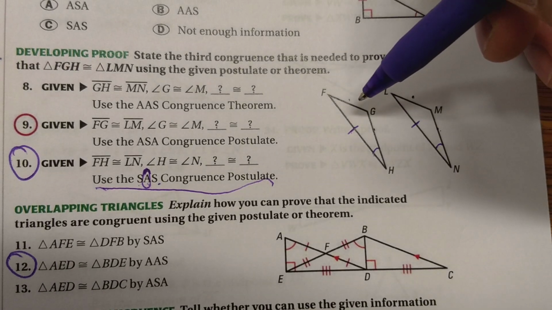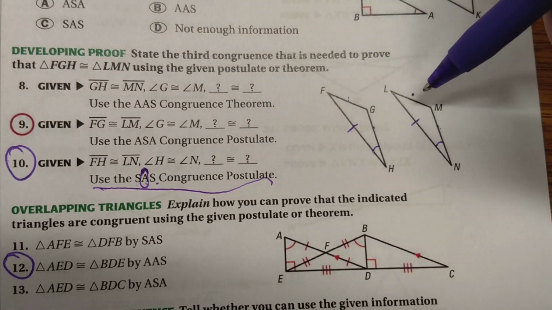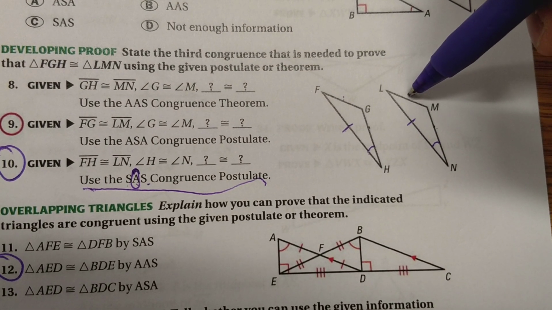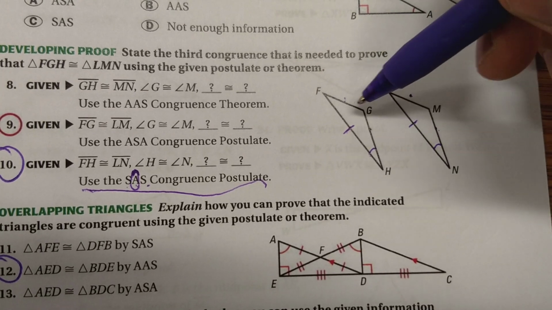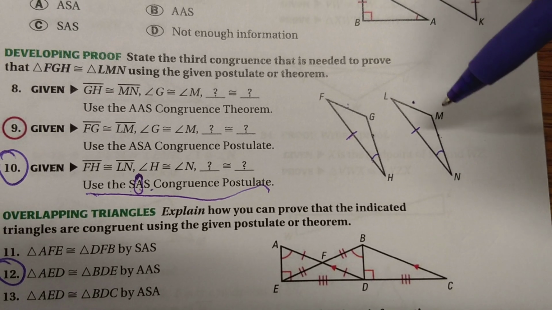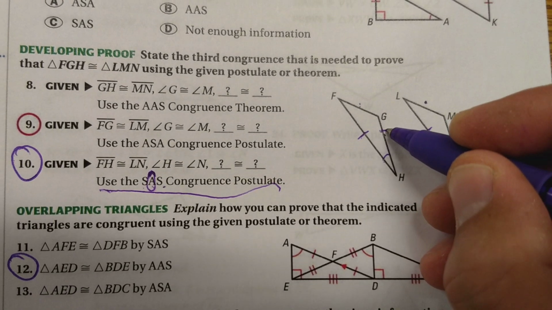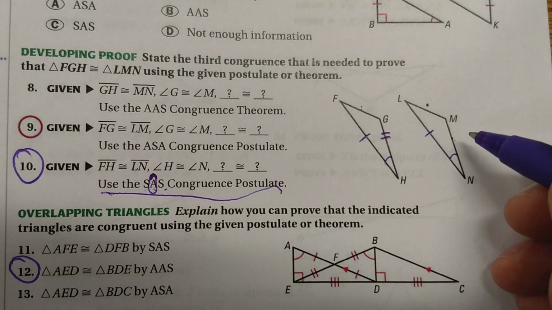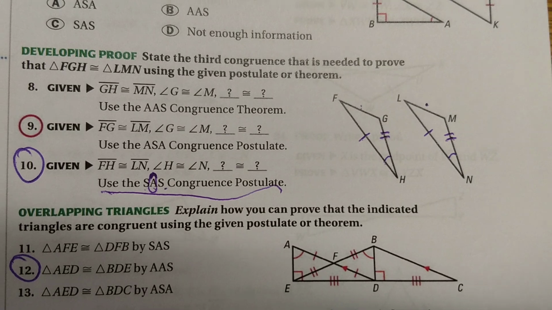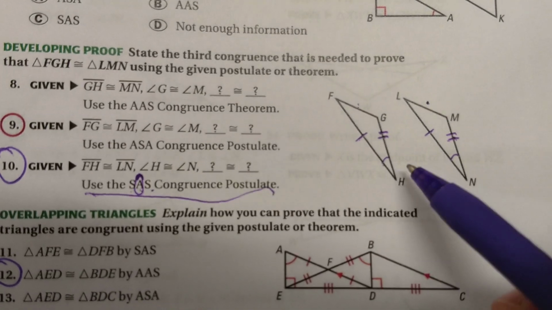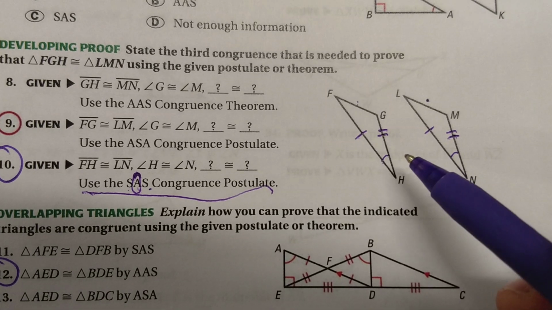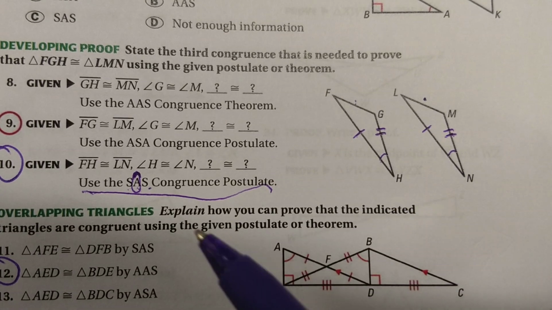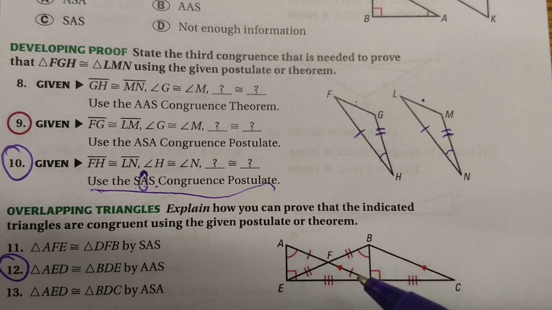Okay, so if I look at that, if I would say FG and LM are congruent, that's great, but this angle and this angle would not be included in the two sides that I know. The side that I would need to have is that GH and MN are going to be congruent, because now that angle that I know is congruent would be included between the two sides that I have. That would allow me to use the side angle side congruence theorem.